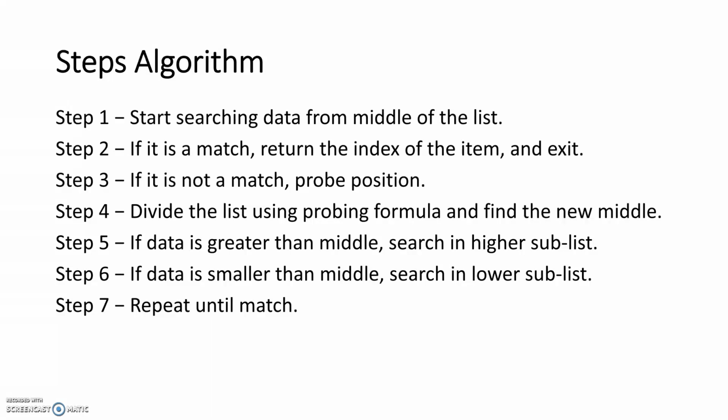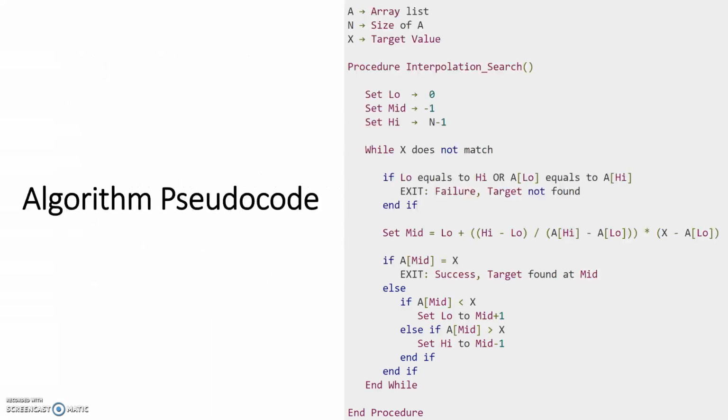Then we can use this step algorithm to write the algorithm pseudocode. We can go to this pseudocode real quick because it converts the step algorithm in another way, but the concept is the same. A means the array list, N is the size of the array, and X is the target value that we want to search for. So this is the procedure interpolation search. We set the lowest index to 0, we set the middle to -1, and we set the highest index to the size of the array minus 1.